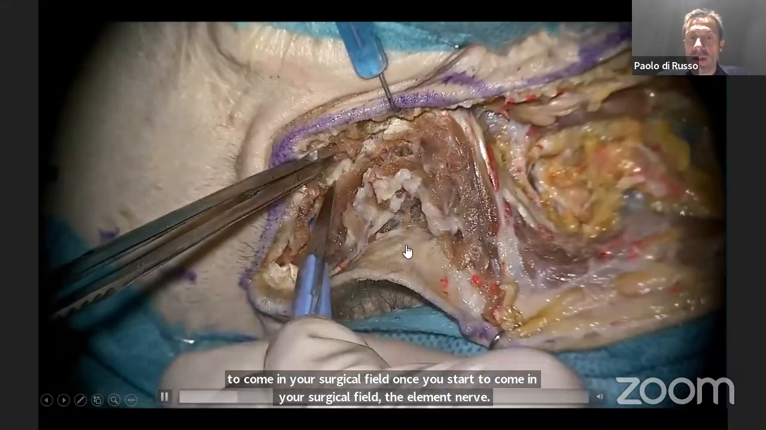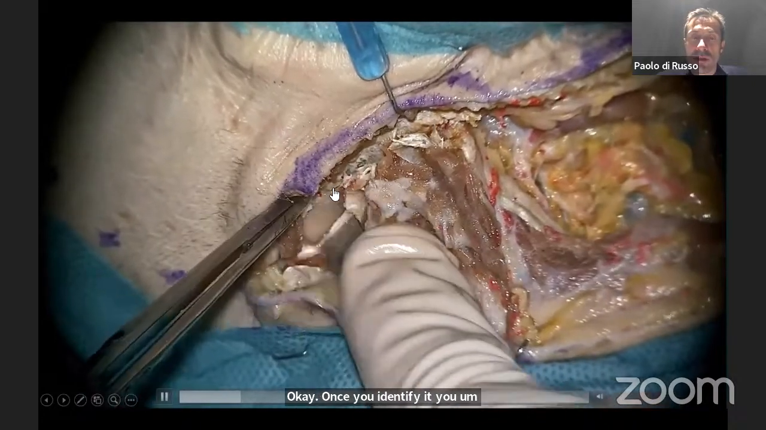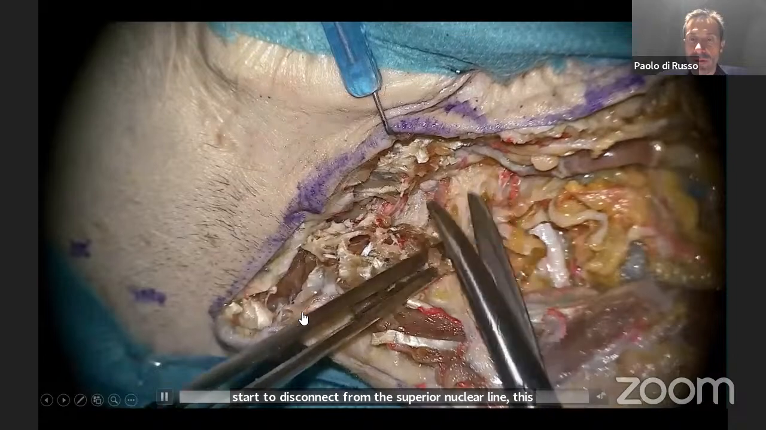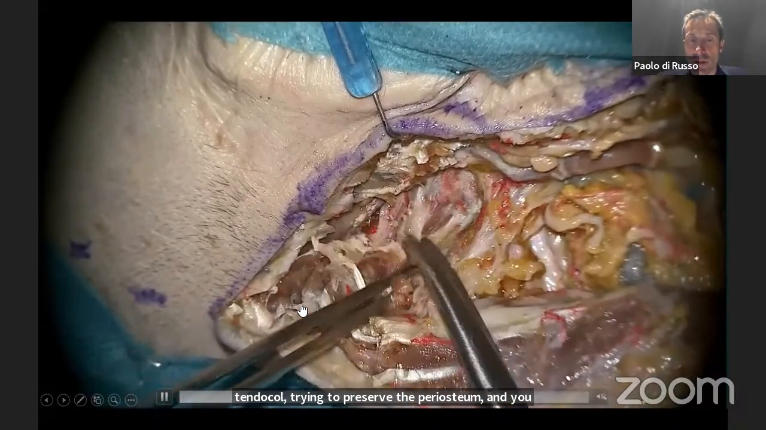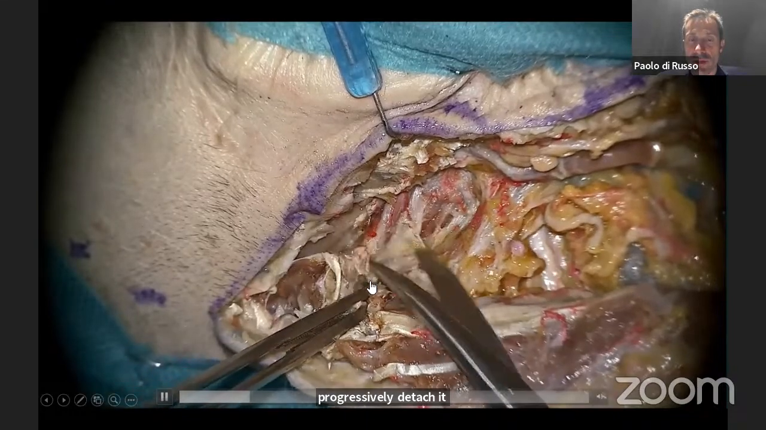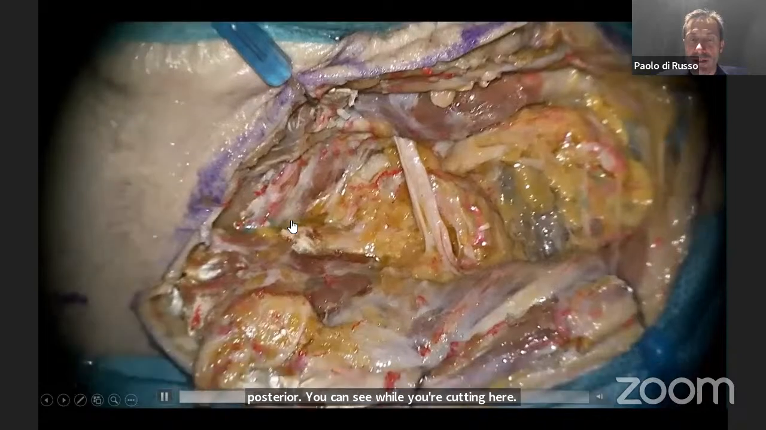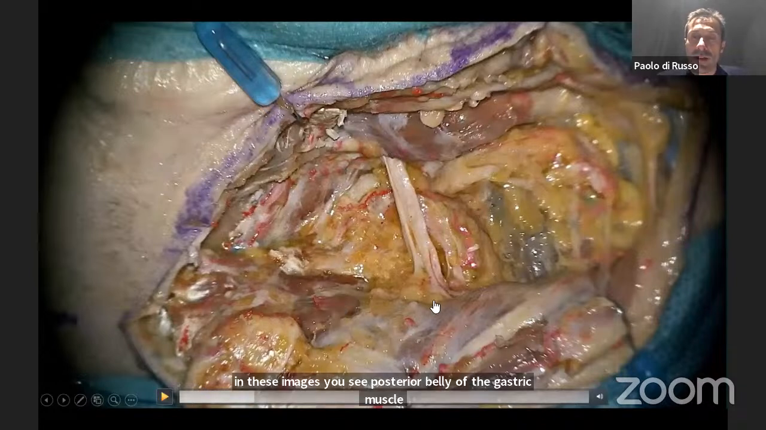Once you identify it, you start to disconnect the sternocleidomastoid muscle from the superior nuchal line, trying to preserve the periosteum, and you progressively detach it and transpose all the muscle posteriorly. While you're cutting here, you want to preserve the occipital artery that is there. In these images, you see the posterior belly of the digastric muscle, the sternocleidomastoid transposed posteriorly, and the 11th nerve in the middle of your surgical field.